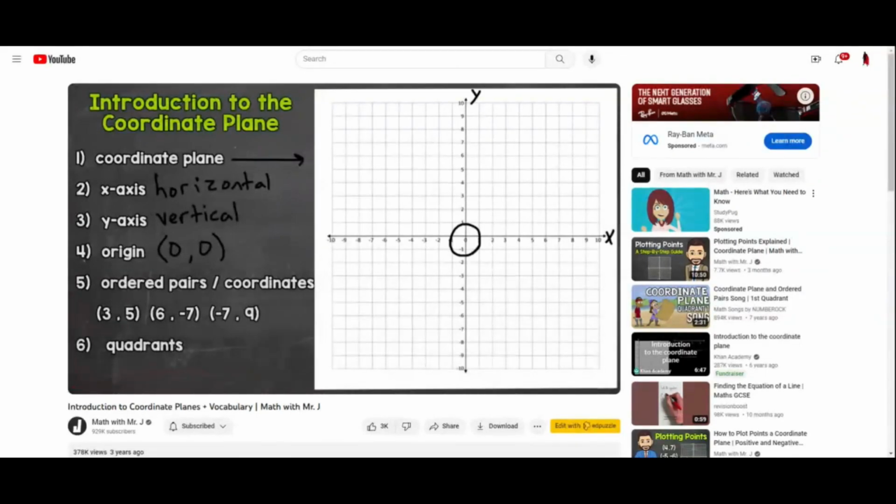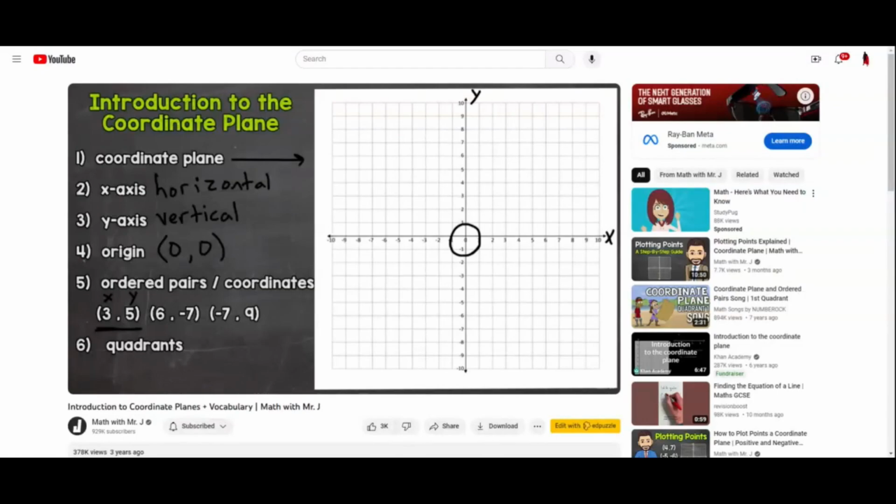So for number 5, we have ordered pairs or coordinates. Now, the two numbers within the parentheses, so for example, this 3 and 5, that's an ordered pair. The 3 is the x coordinate and the 5 is the y. The x always comes first. You always go side to side and then up or down.